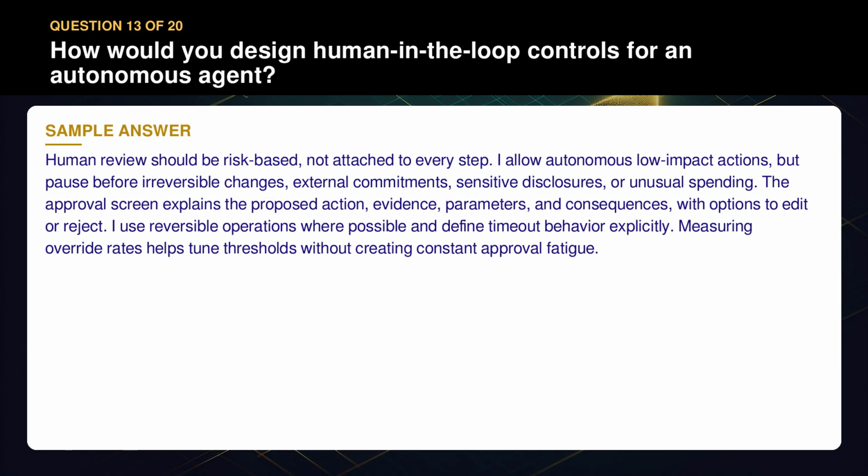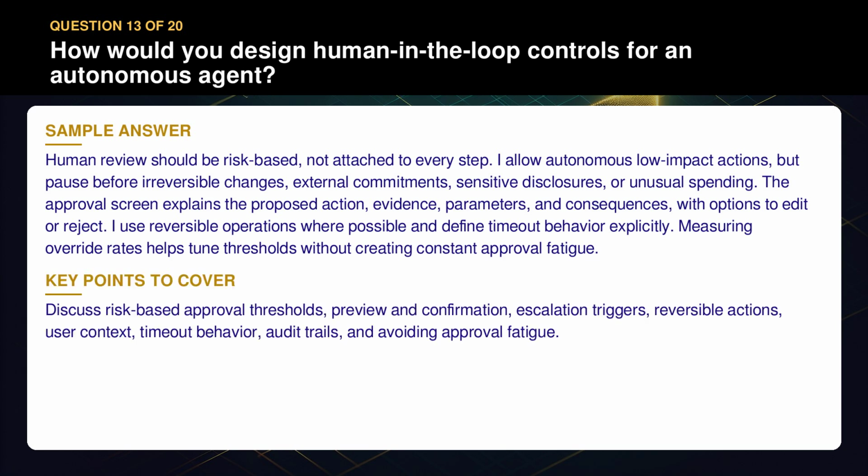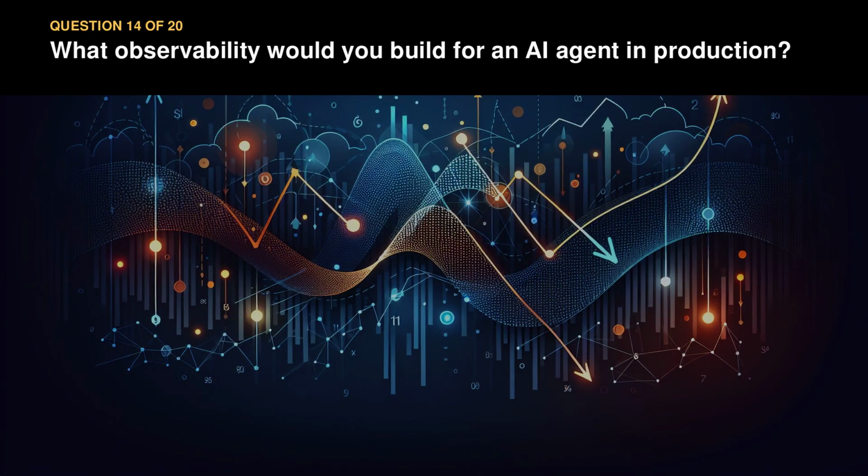I use reversible operations where possible and define timeout behavior explicitly. Measuring override rates helps tune thresholds without creating constant approval fatigue. Discuss risk-based approval thresholds, preview and confirmation, escalation triggers, reversible actions, user context, timeout behavior, audit trails, and avoiding approval fatigue.